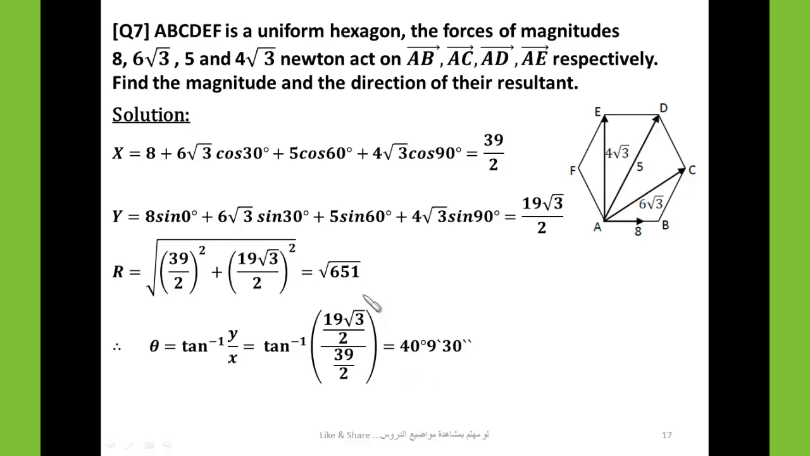So now we know the magnitude of the resultant. It is root 651, and its direction. You can say that the resultant is inclined to the horizontal, inclined to AB here, with an angle of measure 40 degrees, 9 minutes and 30 seconds.